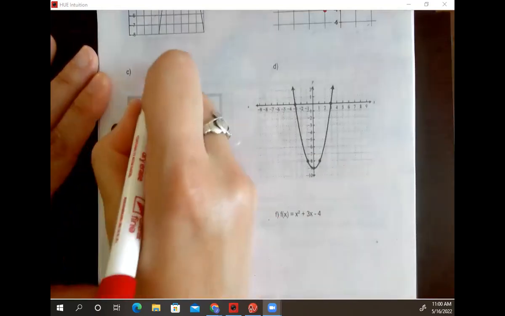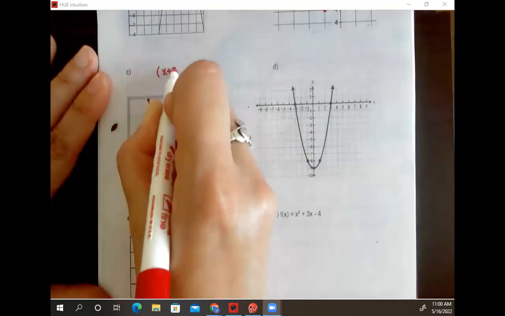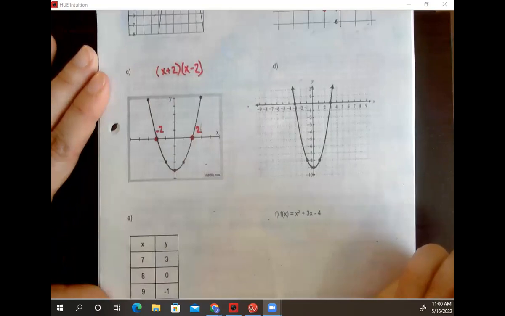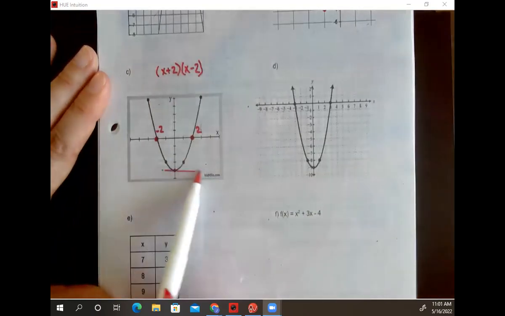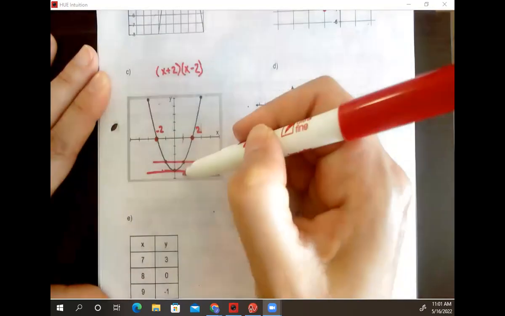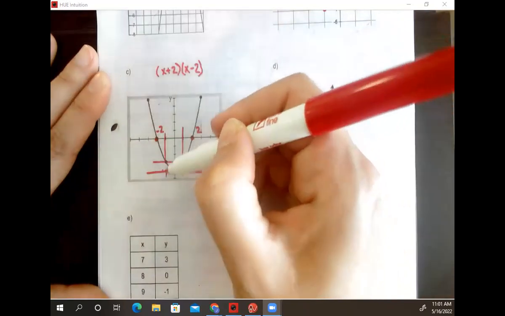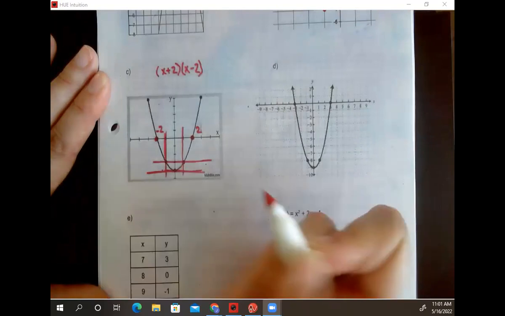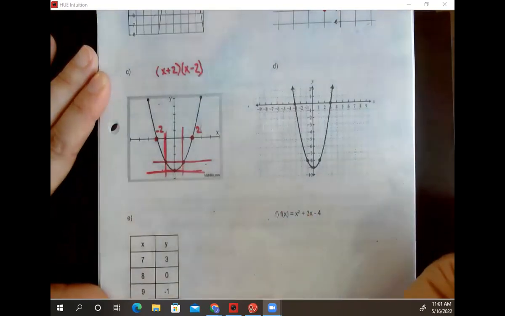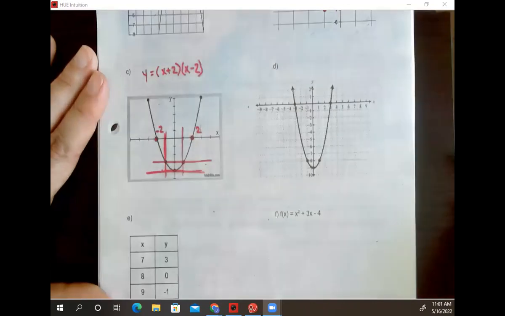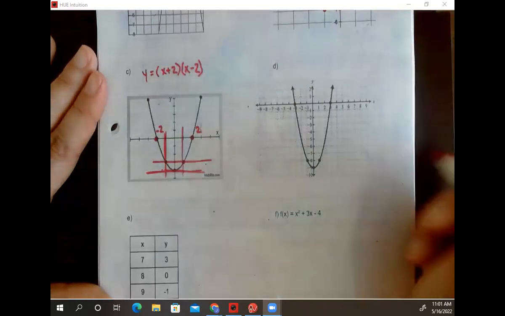That means the factored part of it would be x plus 2 times x minus 2. And then if I look at the shape of my graph, they didn't give me grid marks here, but I can sketch them in. So it looks like to get from my vertex to my first pair of nice points, I go out 1 and up 1. That means my lead coefficient would just be 1. So y equals x plus 2 times x minus 2. If I want to throw the 1 in front, that's fine as well. I would like you to try D now.